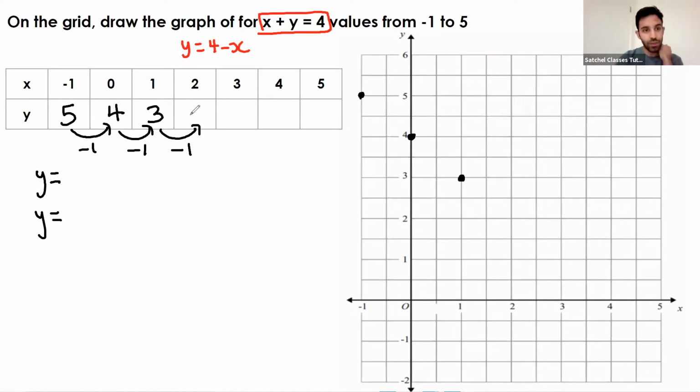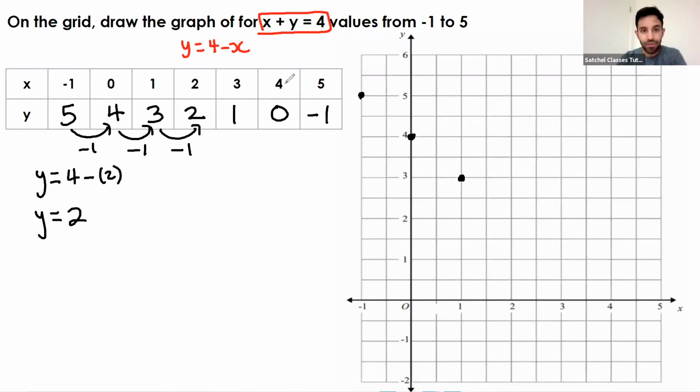Therefore, the next y coordinate should be 2, and I can just test that out. So I've got 4 minus, when x is 2, well, 4 minus 2 gives us a y value of 2. So as we said, our y coordinate is 2. And likewise here then, our next y coordinate is going to be 1, the next y coordinate is going to be 0, and the next y coordinate is going to be minus 1. And now we just need to plot these points onto our grid.